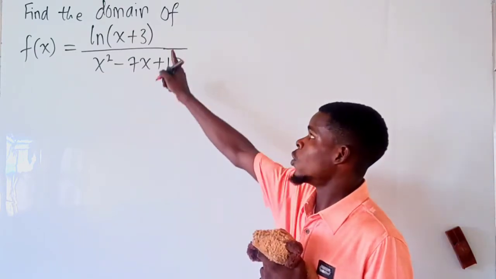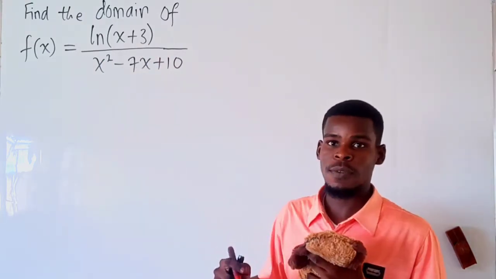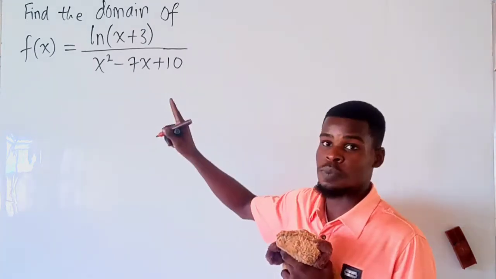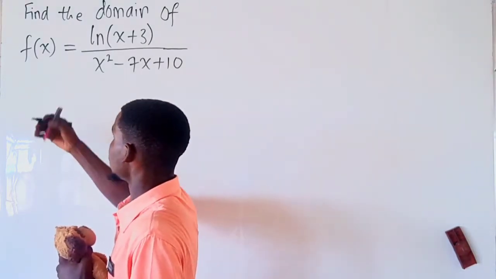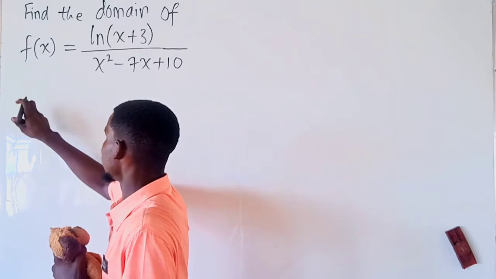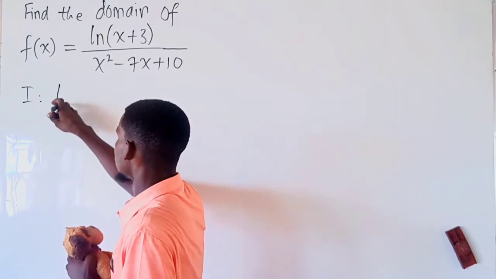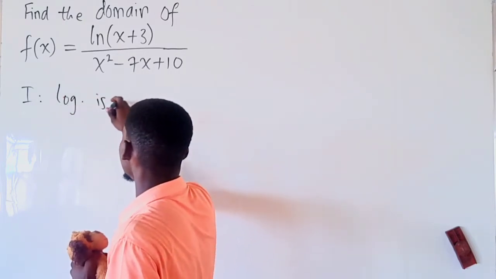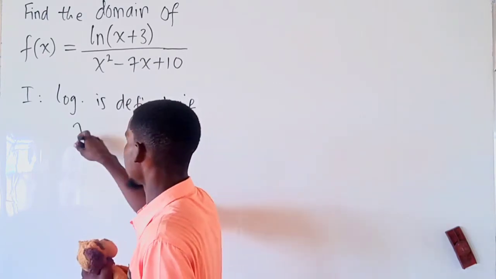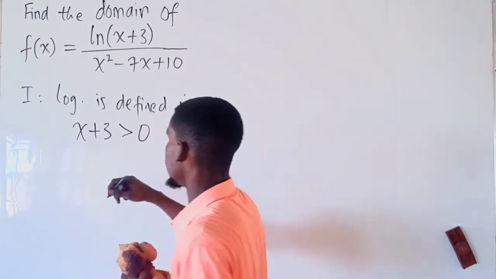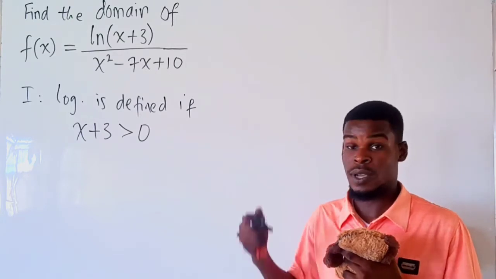Good. Okay, so look at the top. We have the logarithmic function, in this case the natural logarithmic function. And for a logarithmic function to be defined, the input should be positive. So in this case, we have two cases to consider. Let's consider case 1. For case 1, we say the logarithmic function is defined if the input, which is x plus 3, is greater than 0. You notice that the logarithm of 0 does not exist, and the logarithm of negative numbers does not exist as well in the set of real numbers.